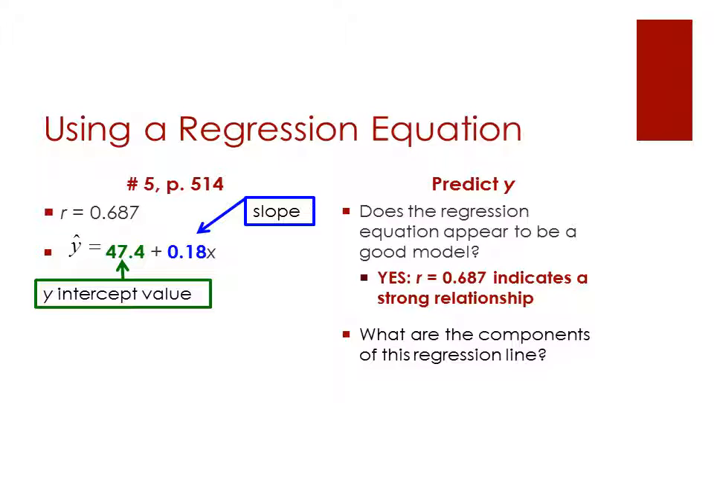Following that, we always have an addition sign, and then we have our value for the slope. The value for the slope itself can be positive or negative, but the symbol between the two is always going to be an addition sign. Here our slope is 0.18, and we multiply that by our x. So we would take a given value of x, plug it into this formula, and predict what the value of y would be for that x.